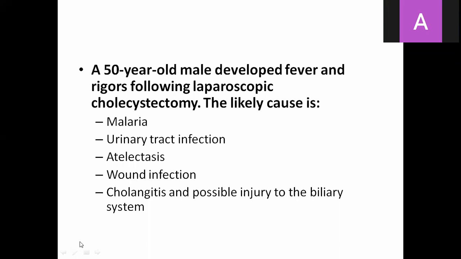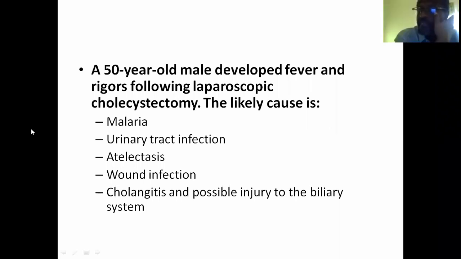There is something wrong in this question, that's why I brought it up. The slides got mixed up in order. It should say 24 hours following laparoscopic cholecystectomy. Okay?